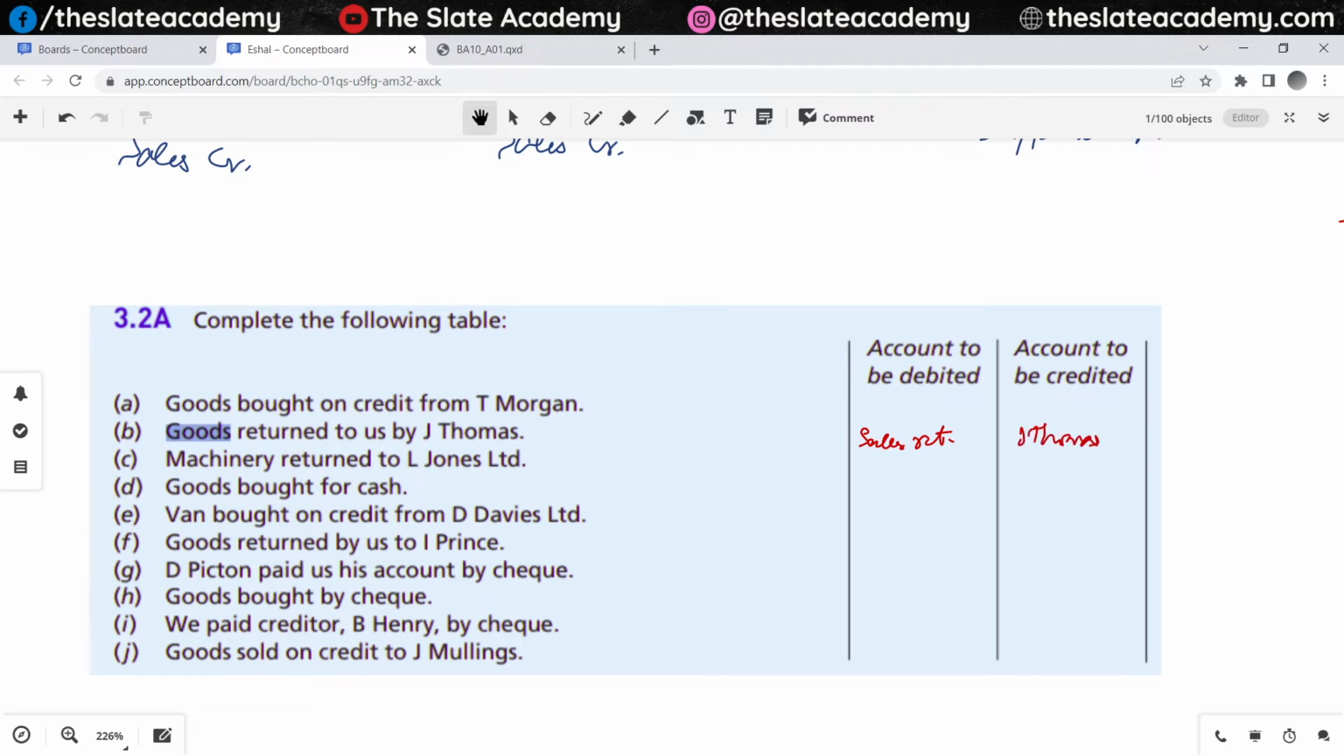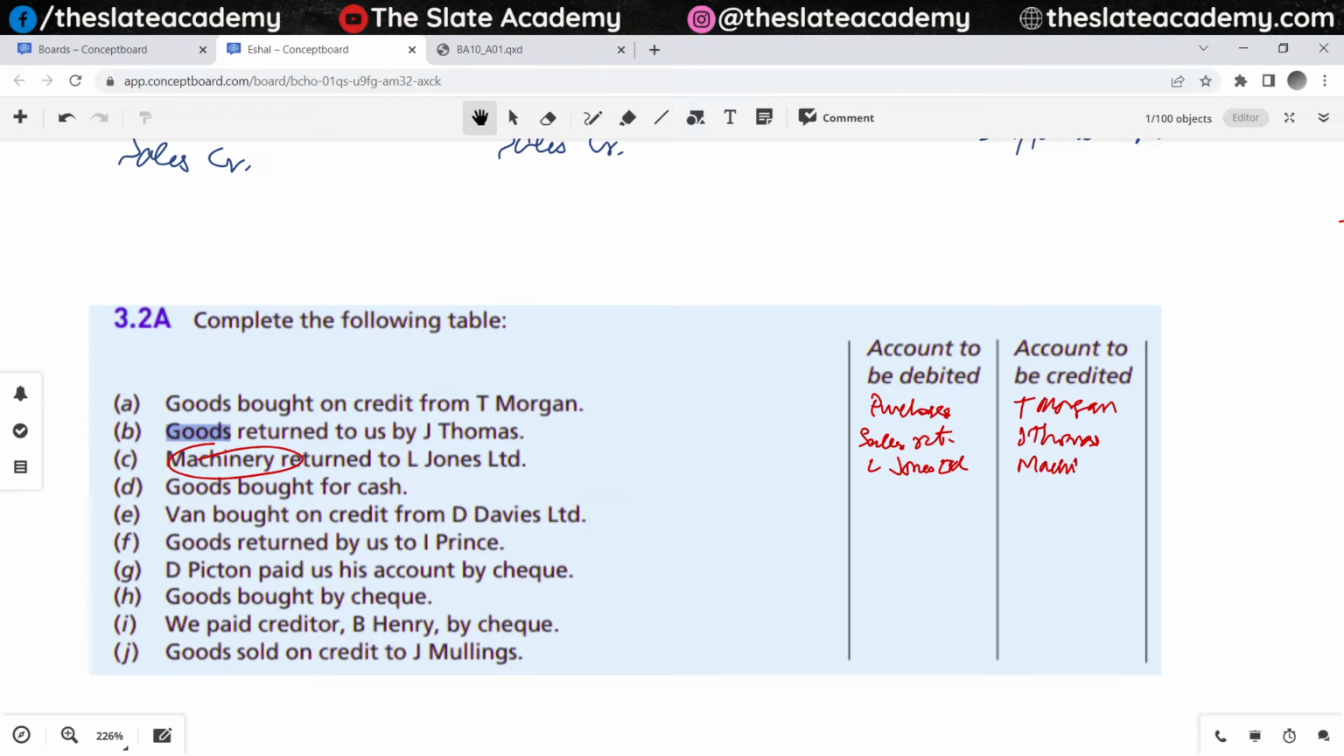Okay madam, the third transaction. Machinery returned to L Jones Ltd. Fine. The L Jones Ltd. would be debited and, no, this is machinery. This is not goods. So machinery would be credited.